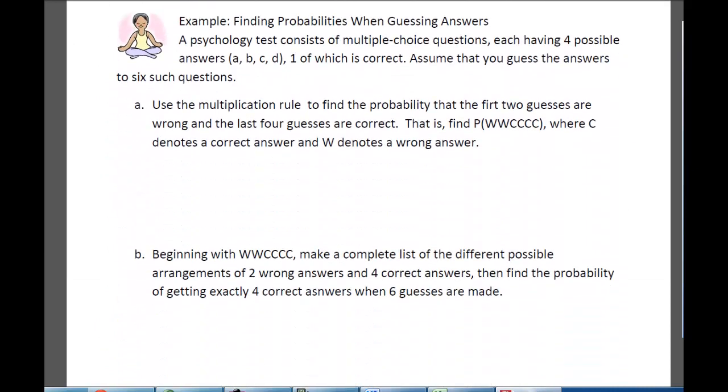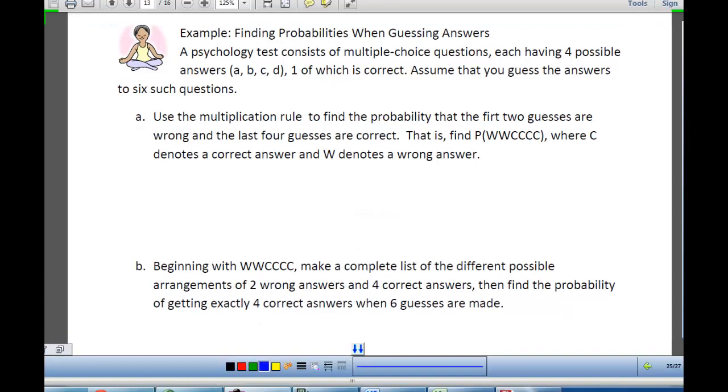Example, finding probabilities when guessing answers. A psychology test consists of multiple choice questions, each having 4 possible answers, A, B, C, D, one of which is correct. Assume that you guess the answers to 6 such questions. Use the multiplication rule to find the probability that the first 2 guesses are wrong and the last 4 guesses are correct. That is, find the probability of wrong, wrong, correct, correct, correct, correct. I hope it wasn't that bad.